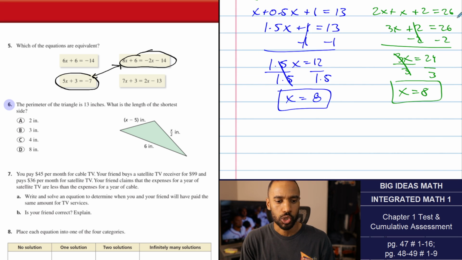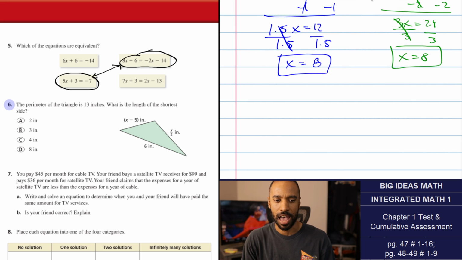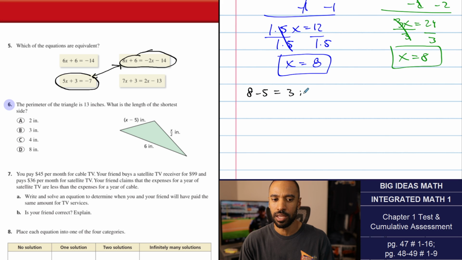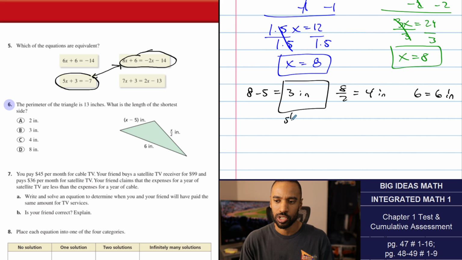Now, what is the length of the shortest side? We have to compare all three of these. What's 8 minus 5 versus what's half of 8 versus what's 6? 8 minus 5 is 3. 8 divided by 2 is 4. And 6 is 6. The length of the shortest side is 3 inches. Shortest side. And that's the answer, 3 inches.